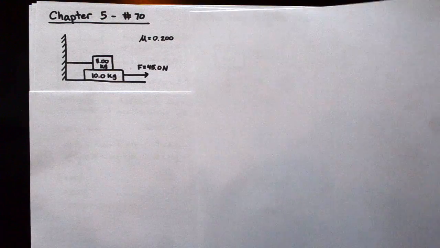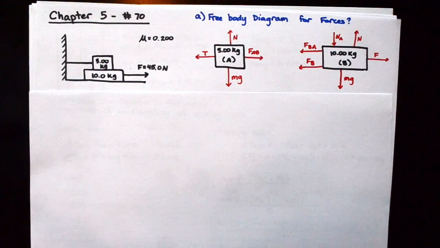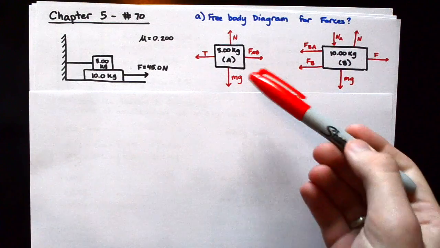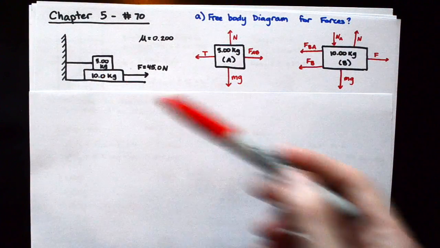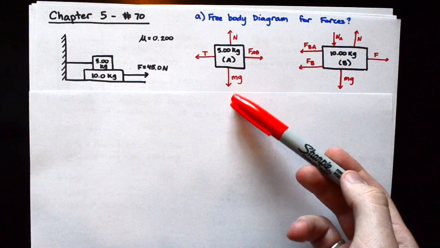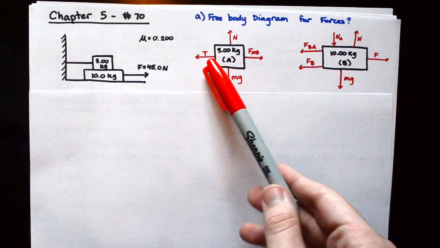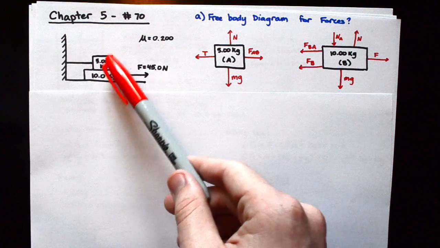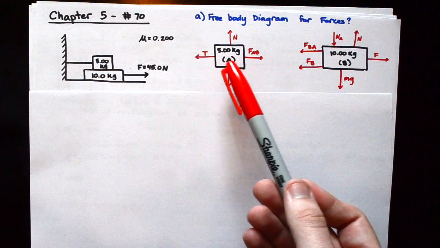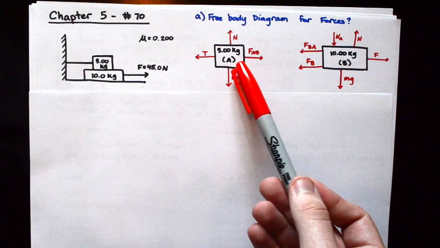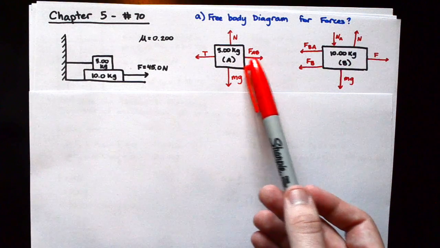So, for part A, the free body diagram of the forces, we're going to start with the 5 kilogram block. We know that there's going to be a normal force in the opposite direction to the surface of contact. There's always going to be a gravitational force, which is mass times gravity. There's going to be a tension force from the string holding the block. And with Newton's third law, the 5 kilogram block is going to have a force on the 10 kilogram block, so there's going to be a force of AB.